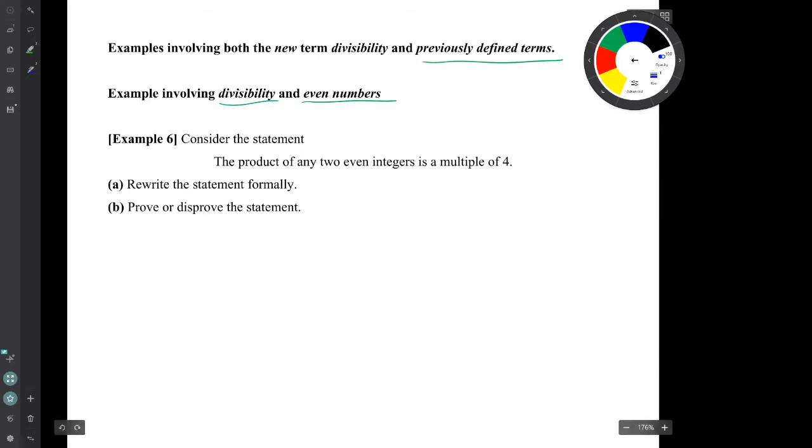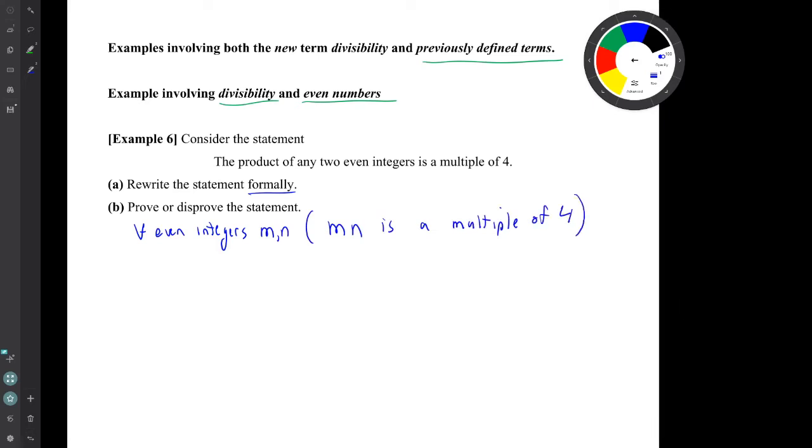So here's the statement we want to consider. The product of any two even integers is a multiple of 4. So our first job is to write that statement formally. To rewrite this statement formally, it helps to go in stages. For all even integers m and n, the product mn is a multiple of 4.